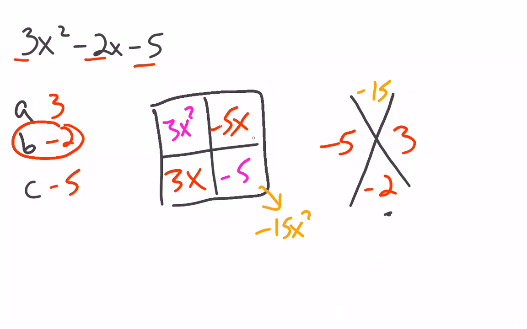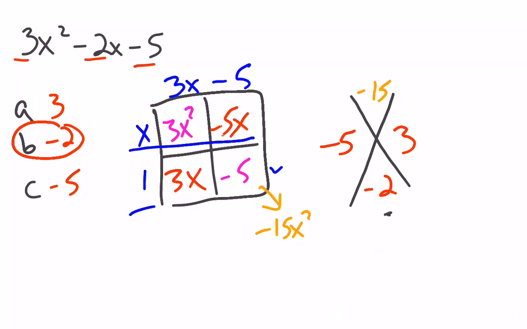Now we take out our GCF. What's the GCF, or the biggest thing that goes into 3x squared and negative 5x? All that you can take out is an x. Don't overthink it. What times x is 3x squared? 3x. What times x is negative 5x? Negative 5. What times 3x is 3x? 1. And double check your last box. 1 times negative 5 is negative 5.